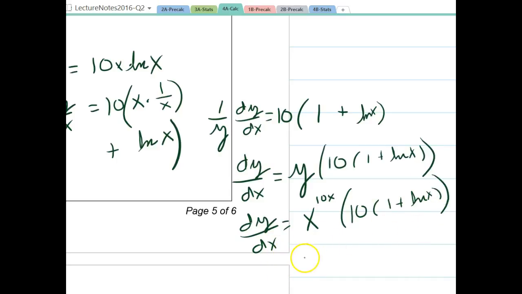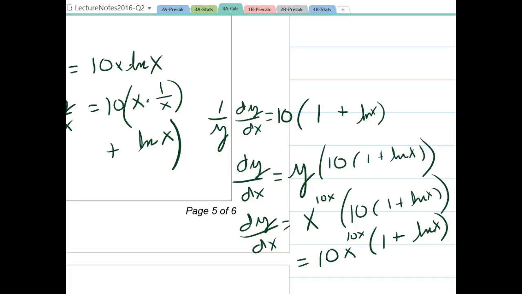And just simplifying this a bit, I can pull the 10 out because these two things are multiplied, so it's going to be 10x to the 10x multiplied by 1 plus the natural log of x. Okay, and then that would be my final answer for that problem. That is it. That's dy dx.